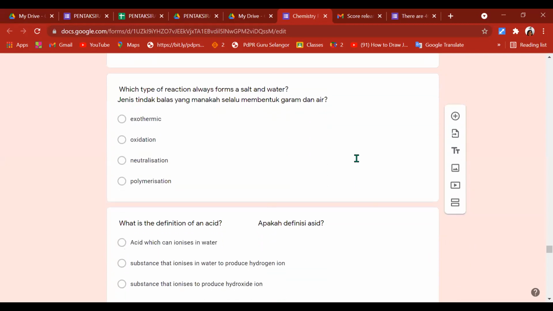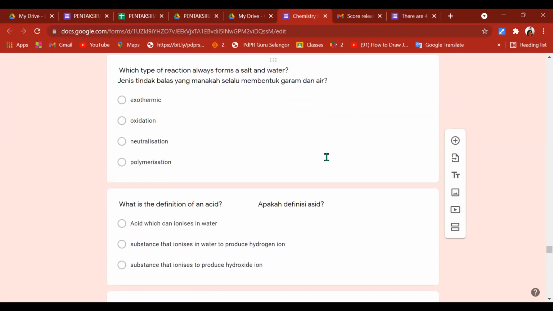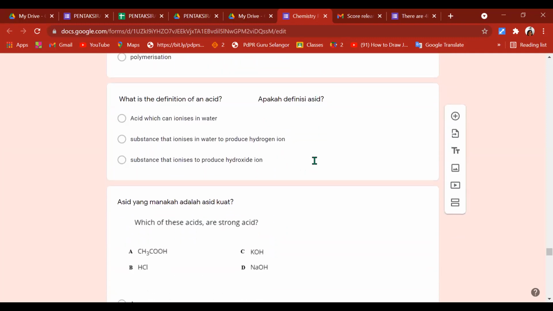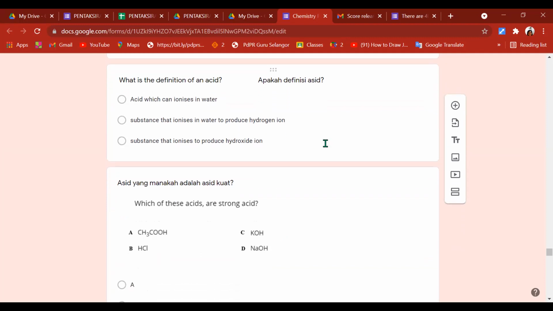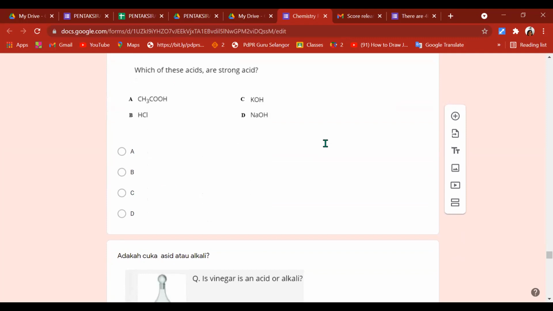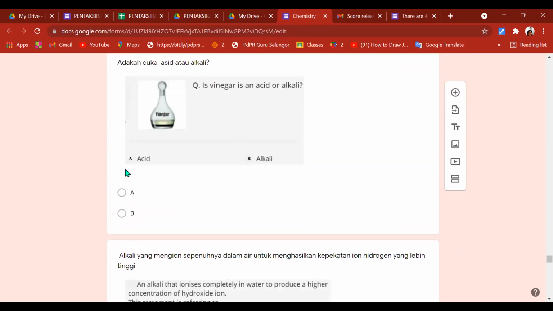All right, which one always forms salt and water here? Which reaction? It's an easy science question. Very good. Neutralization, correct. What is the definition of acid? It ionizes in water to produce hydrogen ion. Very good. Excellent. Again, ionizes in water to produce hydrogen ion. Which one is a strong acid? Because teacher has 4 minutes left. Hydrochloric acid. Very good. B, HCl. Very good. This one is so simple also.